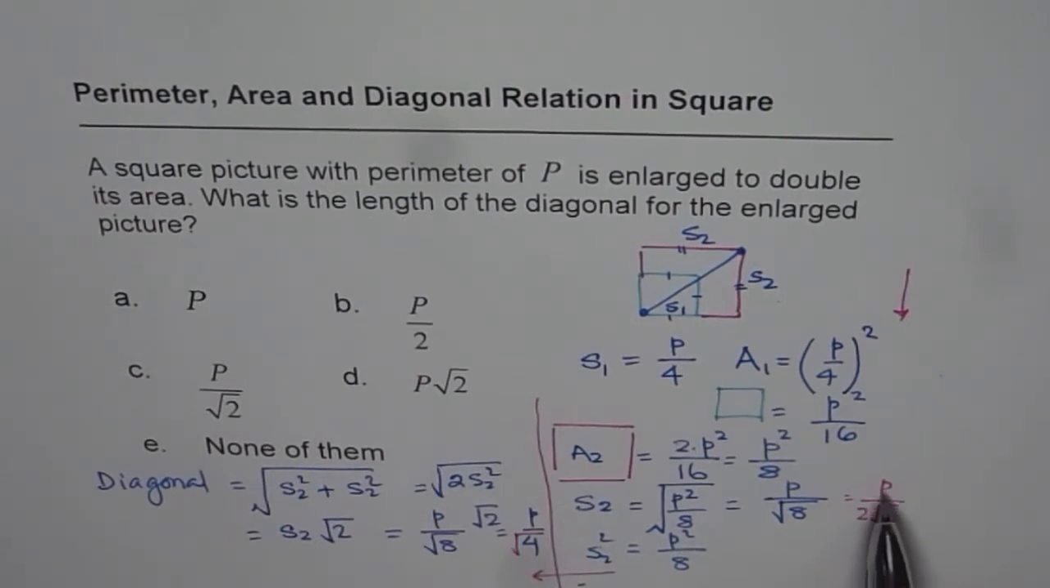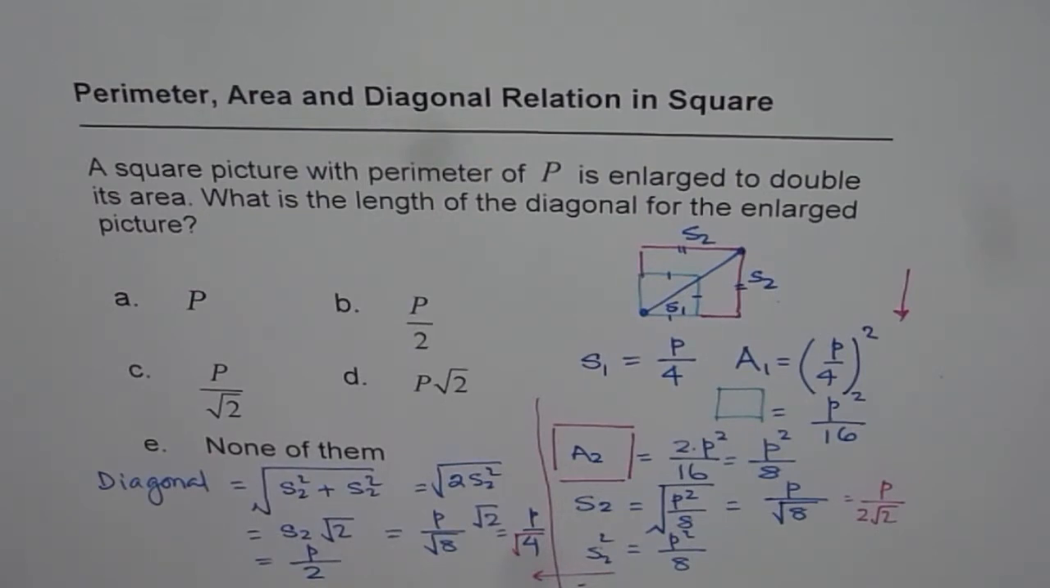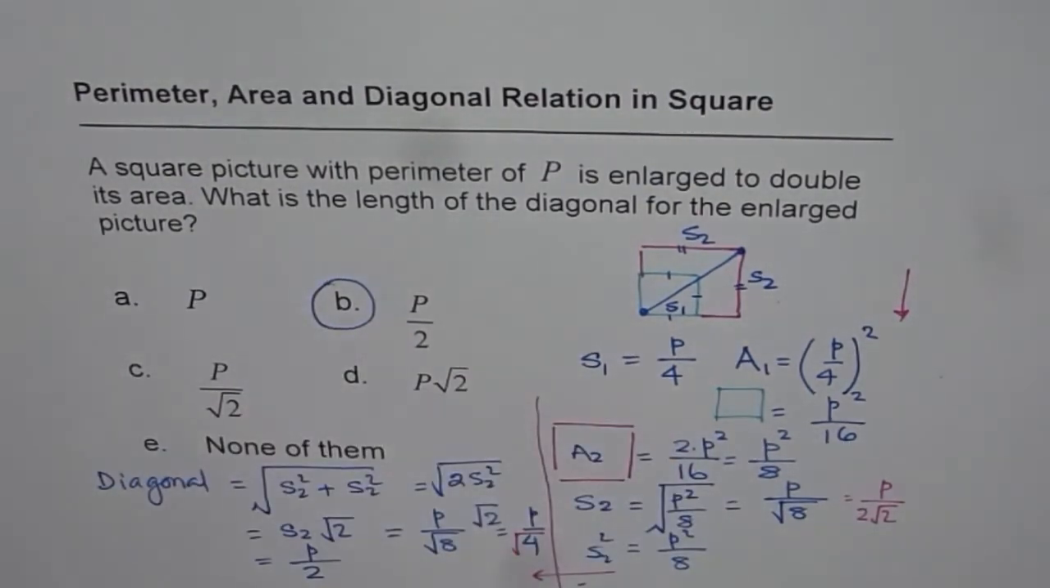Now if side length is P over 2 square root 2, then diagonal will be square root 2 times this, which gives us a length of P over 2. So half the original perimeter. So that is how we get our answer. So option B is the right answer for us. Half the original perimeter. So that is how we can have a general solution for this kind of situation.